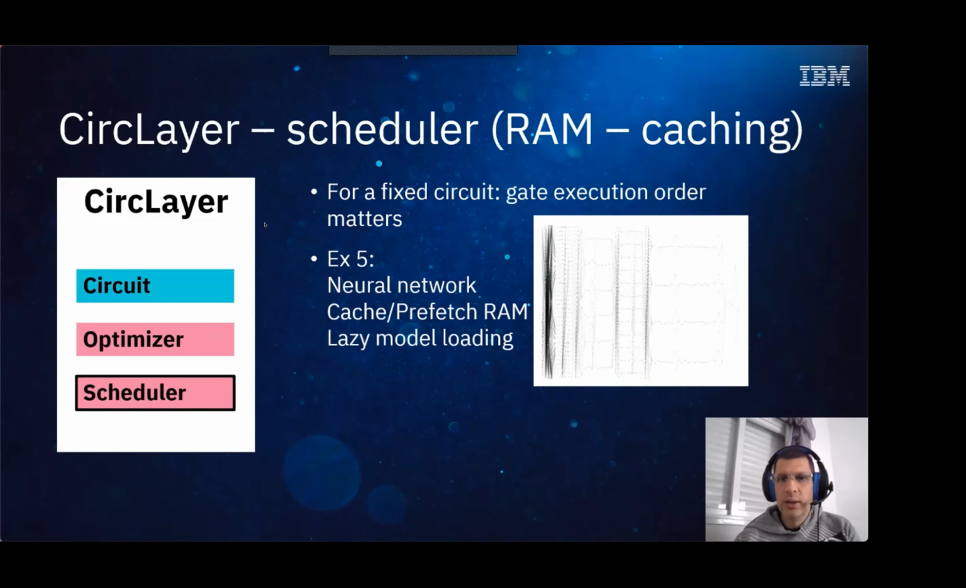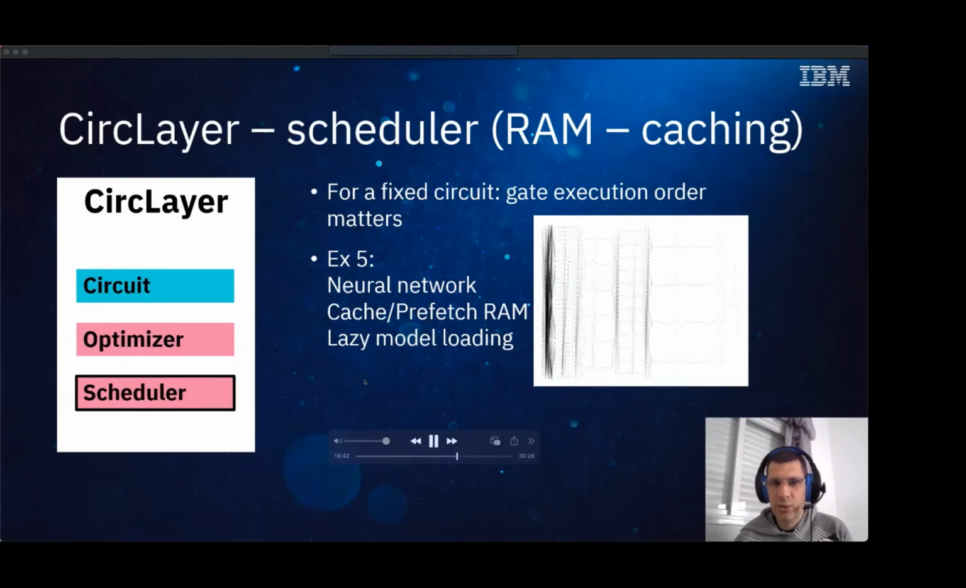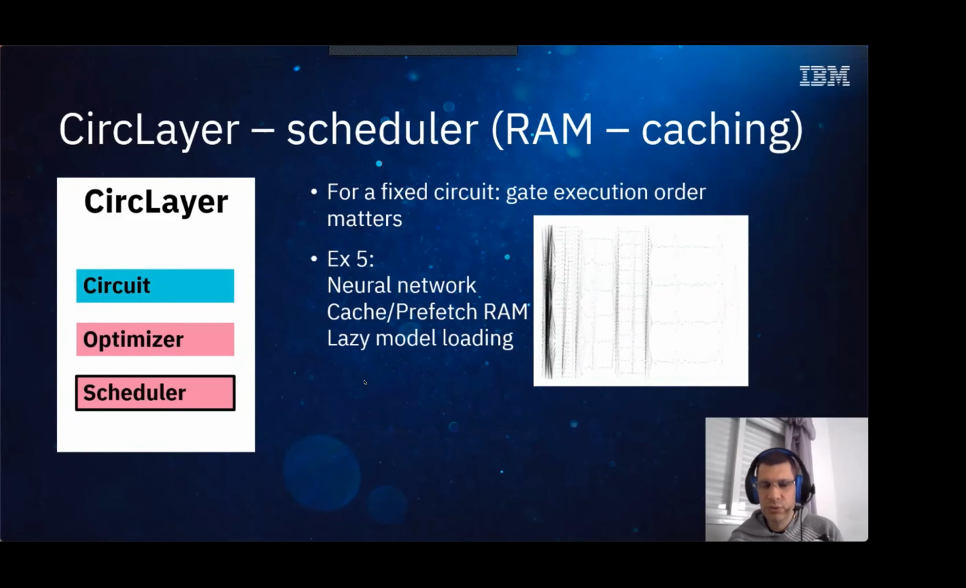A similar strategy or functionality is caching. The scheduler, since it knows when each gate is going to be executed and which ciphertext each gate needs, can write ciphertexts to the disk and prefetch them just before they are needed for the execution of a gate. So this caching and prefetching can also decrease the RAM footprint of running a circuit without degrading the running time.